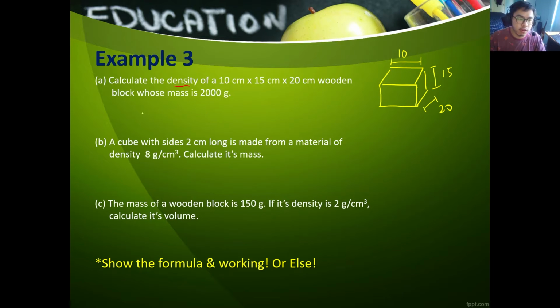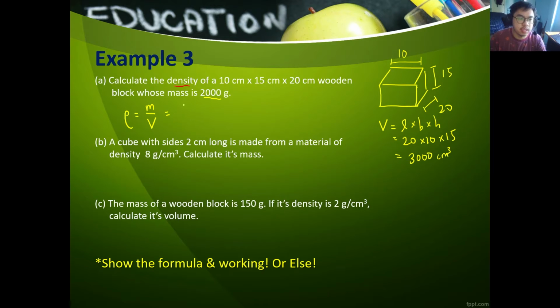Now, what's the formula for our density? Density is equal to mass over volume. Mass is already given to us, and that's 2000 grams. What about the volume? We can find the volume from the measurements of the wooden block. You can find the volume of a cuboid by the formula length times breadth times height. So the length is 20, the breadth is 10, the height is 15. So the volume of this block is 3000 centimeter cube.